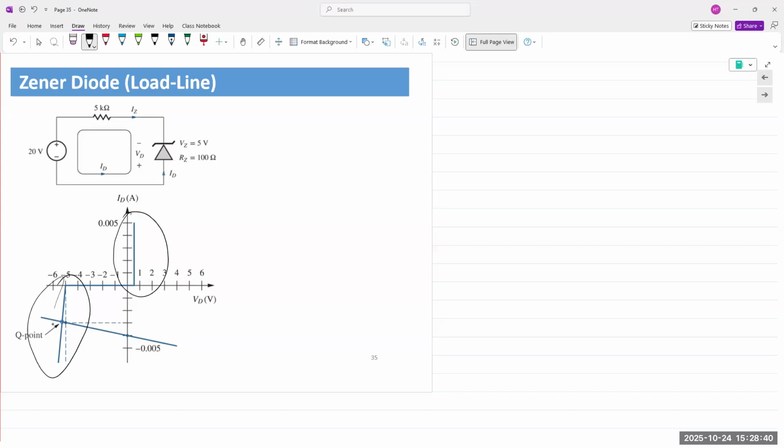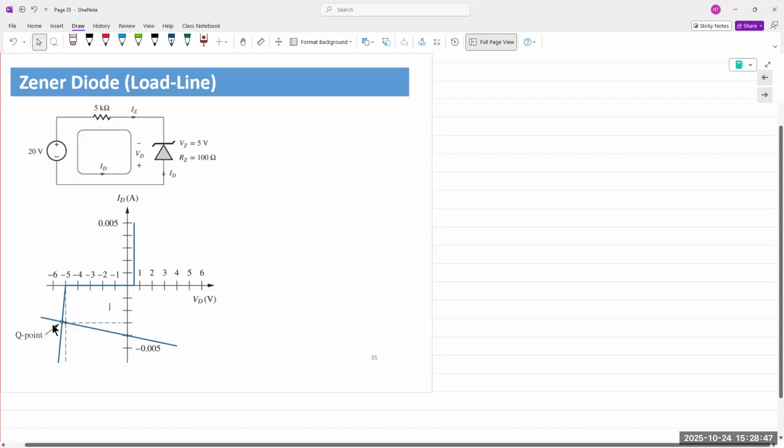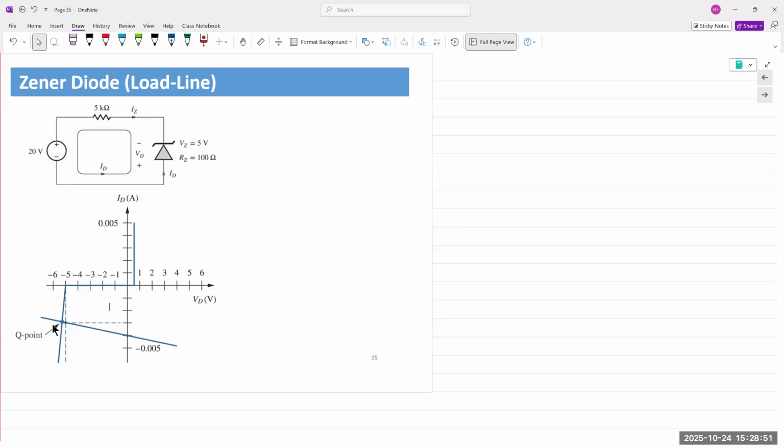Okay. And so for Zener diodes, we can perform analyses in a variety of methods. One of the first ones is load line. Load line is something we did for the diode. And I mentioned at the time, we'll use load line analysis for Zener diodes. We can use it for FETs. We can use it for BJTs. So it's going to come up again and again, right?